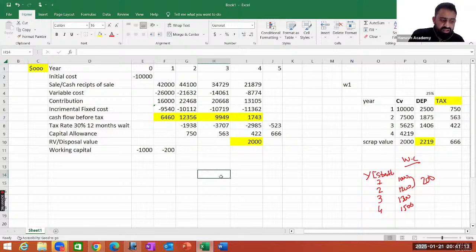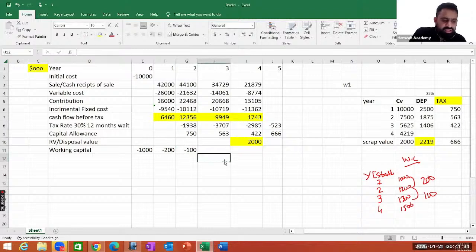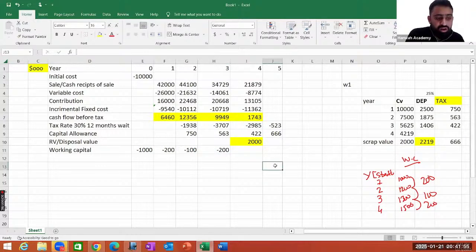Then at the start of year 3, you need 1,300, meaning 100 extra. We need this 100 extra at the start of year 3, and the start of year 3 will be considered the end of year 2. Then at the start of year 4, we need 1,500. That means an extra 200. But we need this amount at the start of year 4, and the start of year 4 will be considered the end of year 3.